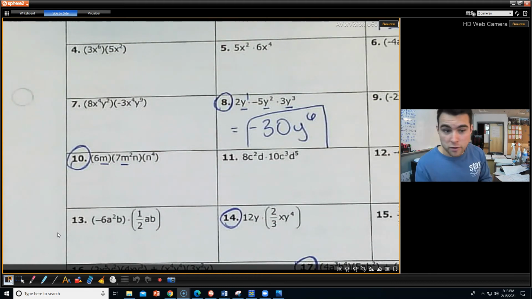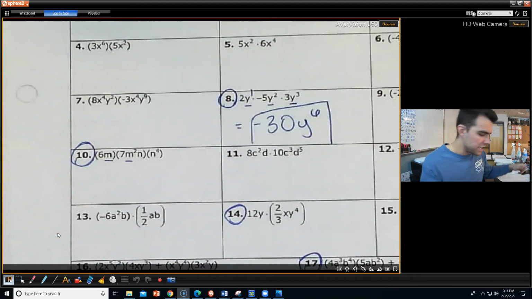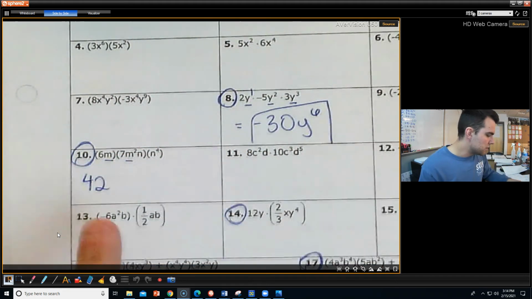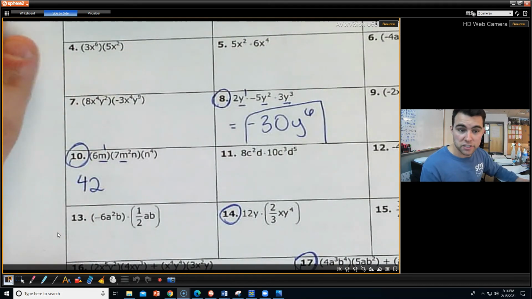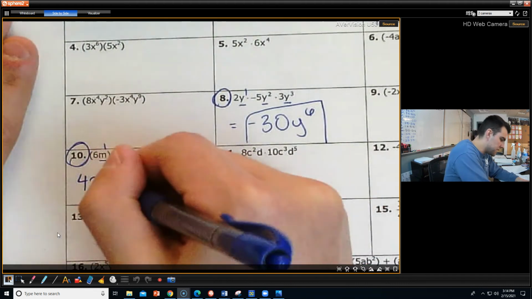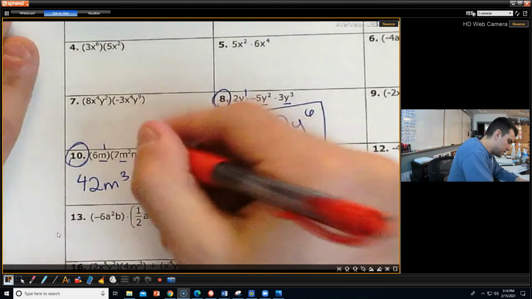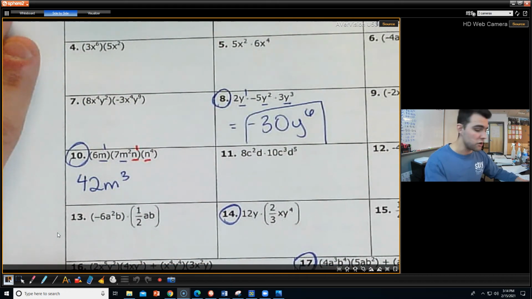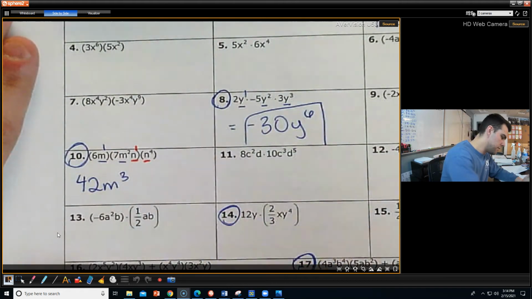First, let's multiply those coefficients. We have 6 times 7 times 1, so that is 42. Okay. Well, let's look at my m's right now. So we have 1 plus 2, because we're multiplying the m's, so this is m to the 3rd power. And then I look at my n's. This is n to the 1st power, this is n to the 4th power, so n to the 1 plus 4 power, so n to the 5th power. And that's my answer.